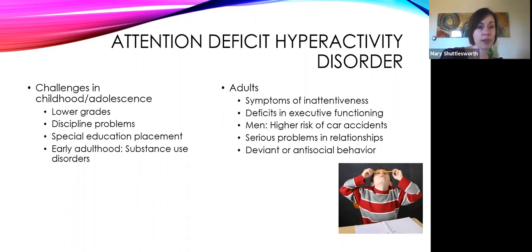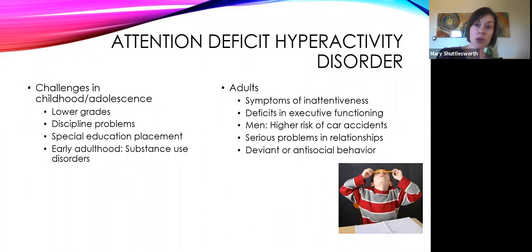In early adulthood, ADHD is actually a predictor of likelihood of substance use disorders. So think drugs and alcohol. And that makes sense if we think about limited impulse control. Well, of course, using drugs would be one example of inability to control that particular impulse.